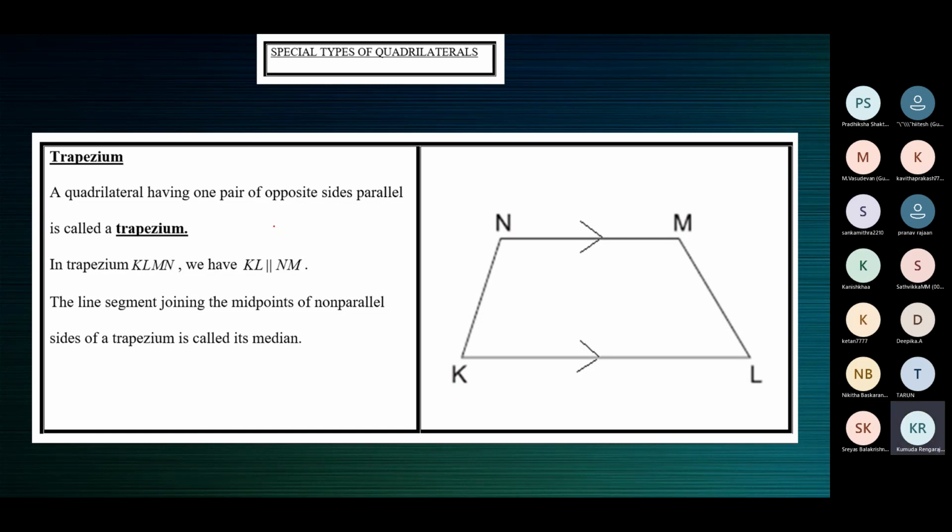Now that it's a trapezium, it will have all the other properties also of a trapezium. So this is the definition of a trapezium. A quadrilateral having one pair of opposite sides parallel is called a trapezium. Or you can say a trapezium is a quadrilateral in which one pair of opposite sides is parallel.